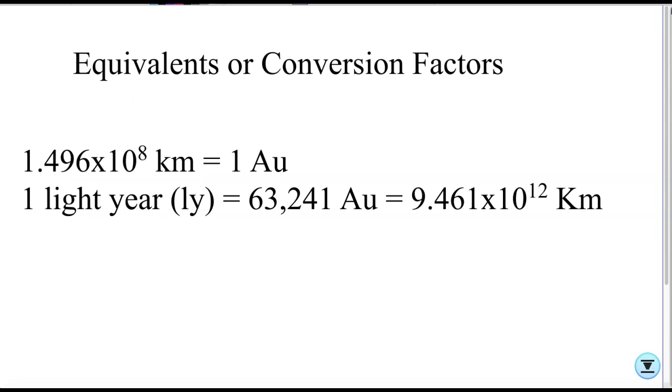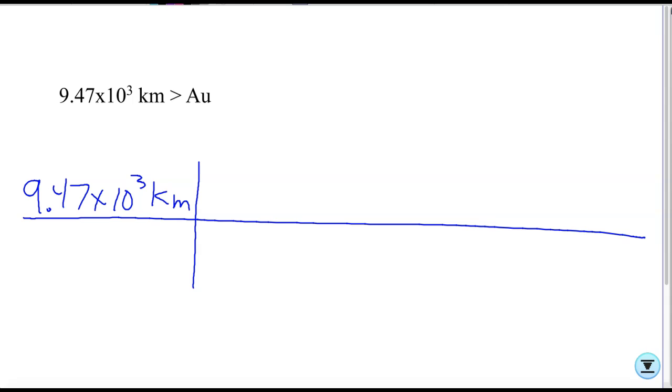So here I've got for you a page of our conversions. I've got 1.496 times 10 to the 8th kilometers is 1 AU. I also have that 1 light year is 63,241 AUs, astronomical units, or 9.46 times 10 to the 12th kilometers. So which one do we want? Well, let's go back to our page here. We want kilometers into AUs.